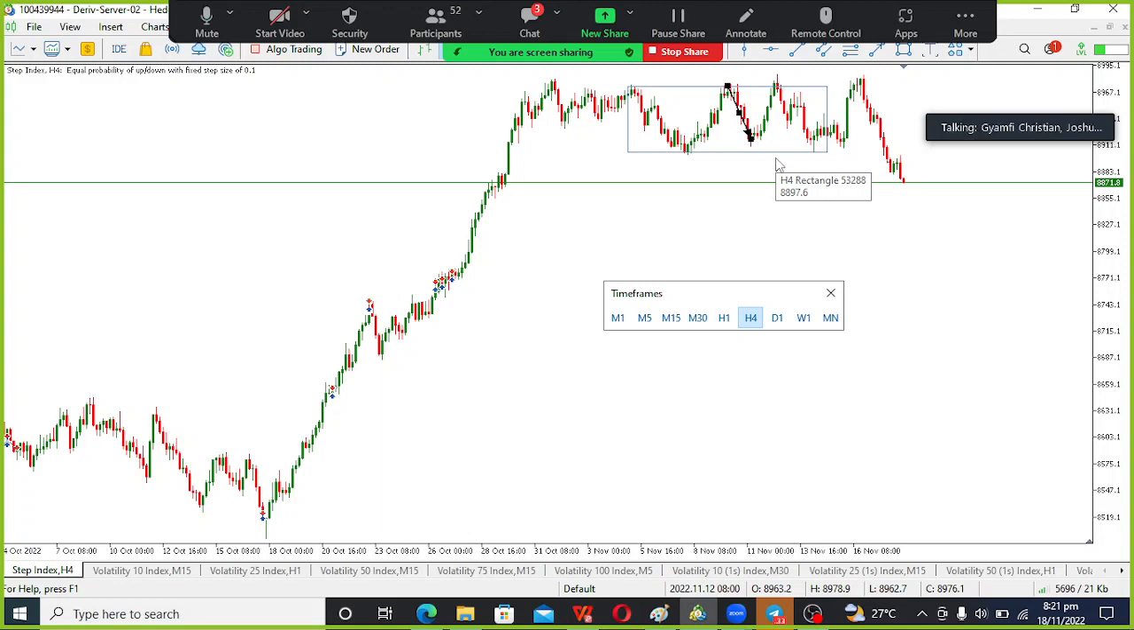So this is one of the reasons why you shouldn't focus on just one time frame. You also shouldn't analyze the market on a higher time frame and then make an entry on the same higher time frame. You're not supposed to do that.